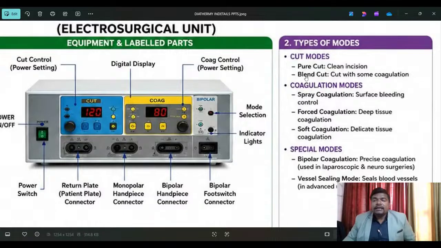Here, cut modes do: pure cut, clean incision, and blend cut with some coagulation. Next, coagulation modes: spray coagulation for surface bleeding control, forced coagulation for deep tissue coagulation, and soft coagulation for delicate tissue coagulation. And special modes: bipolar coagulation and precise coagulation, used in laparoscopic and neurosurgeries. And vessel sealing mode seals blood vessels in advanced units.